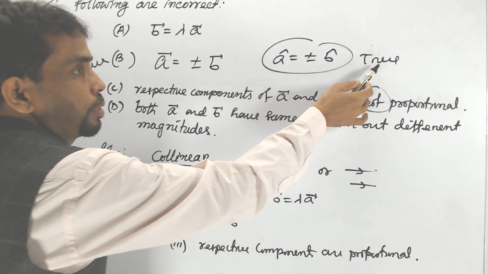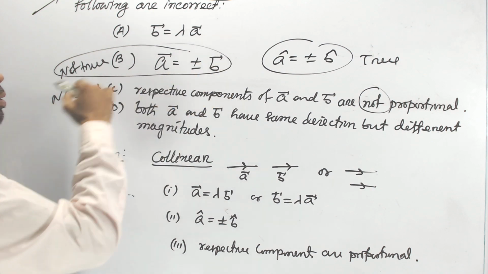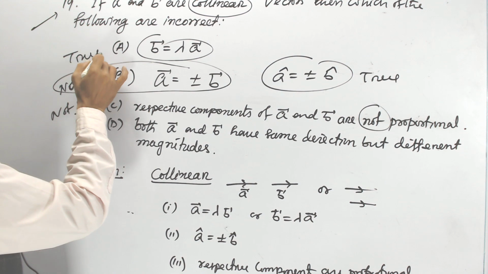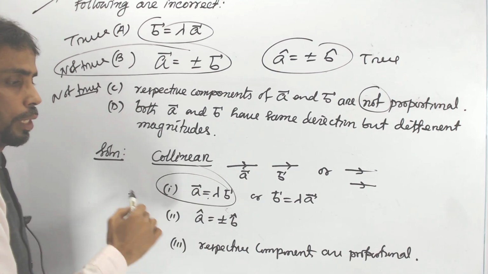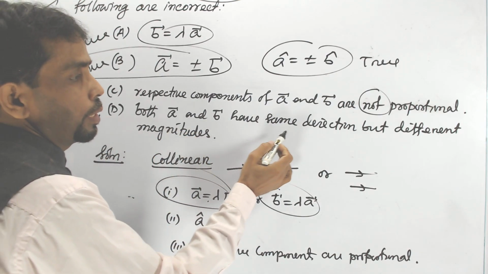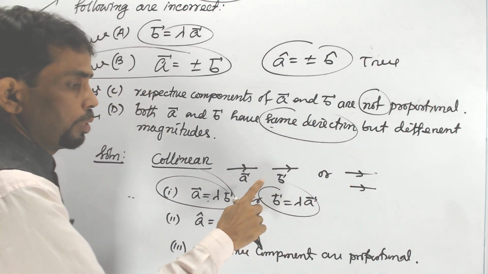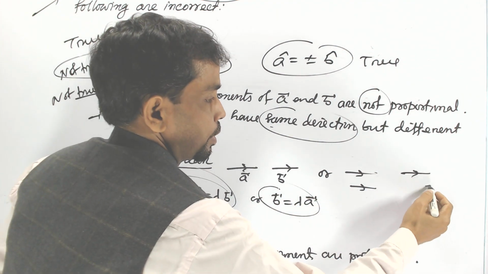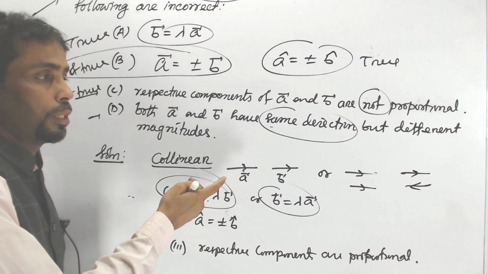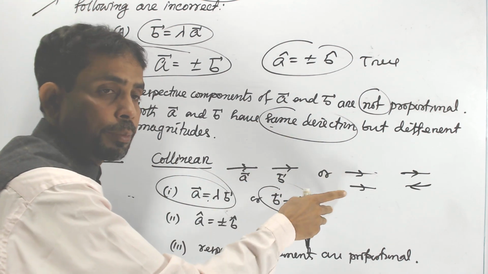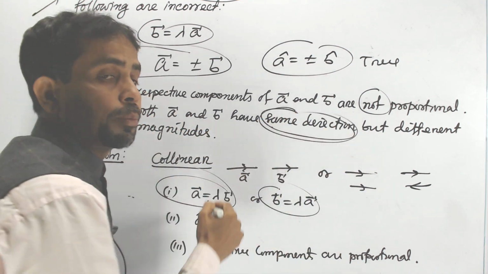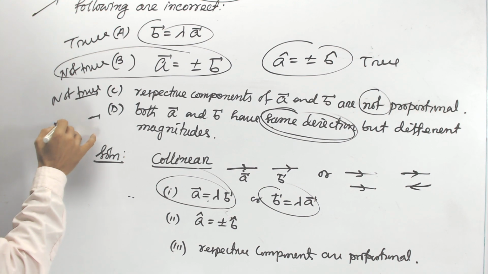If it is given like this, you will say true, and the way it is given, it is not true. And this is true: A is lambda B or B is lambda A, which we have written here as the first condition. Now the fourth condition, both A and B have the same direction. No, collinear vectors may have different directions. They may be along the same line in the same direction or in different directions, or parallel in the same direction or opposite direction. That is the meaning of collinear. But here it says only the same direction. No, it may have a different direction, so this is also not true.